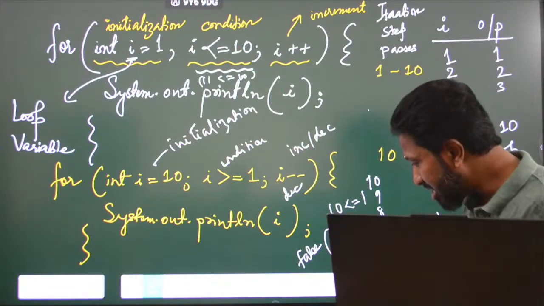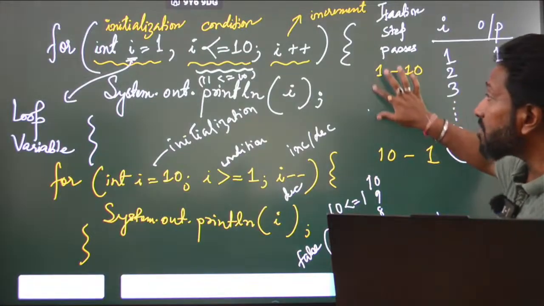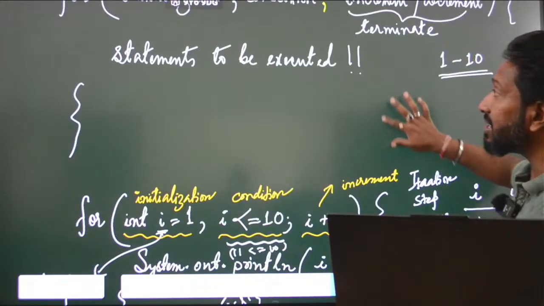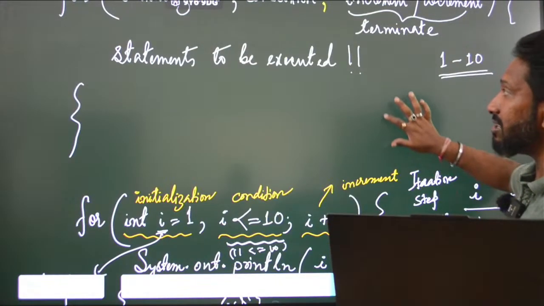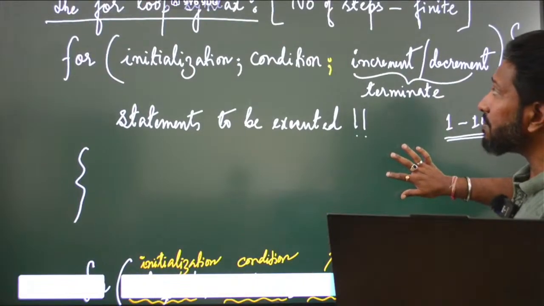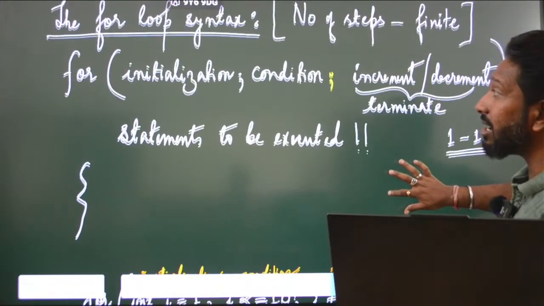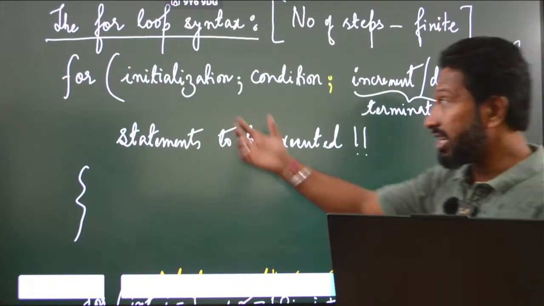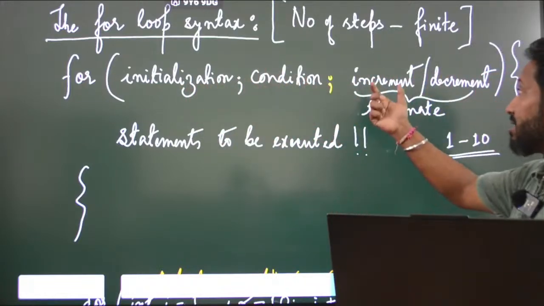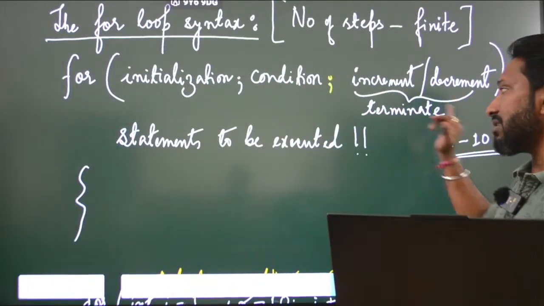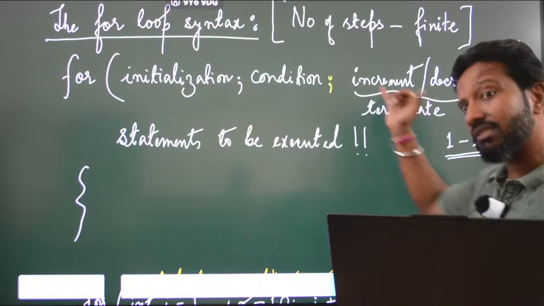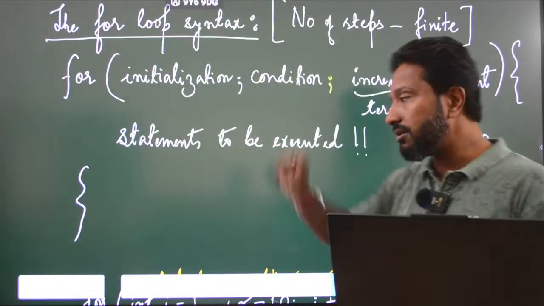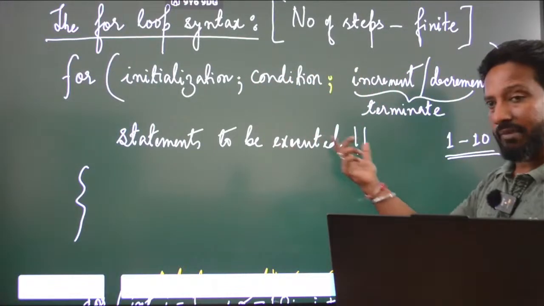So, this is the basic syntax of the for loop. Please remember this. This will be very handy when you are actually going for interviews also, because many people still don't understand the real meaning of this. Initialization, condition, increment or decrement, and then the terminate. It will terminate when this condition is false. Okay. And then the statements to be executed.